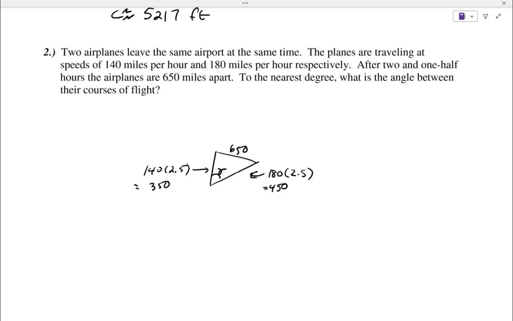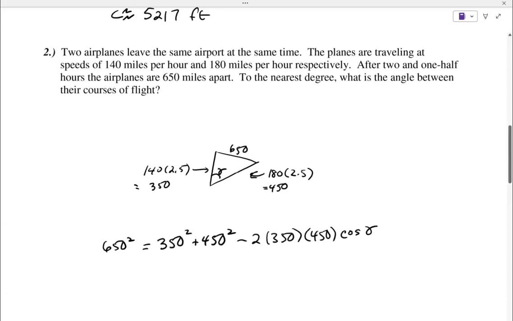Okay. So we set up law of cosines. What would the equation look like? 350 squared plus 450 squared minus 2 times 350 times 450 cosine of the angle, and what does that need to equal? Gamma squared. The 650 squared?